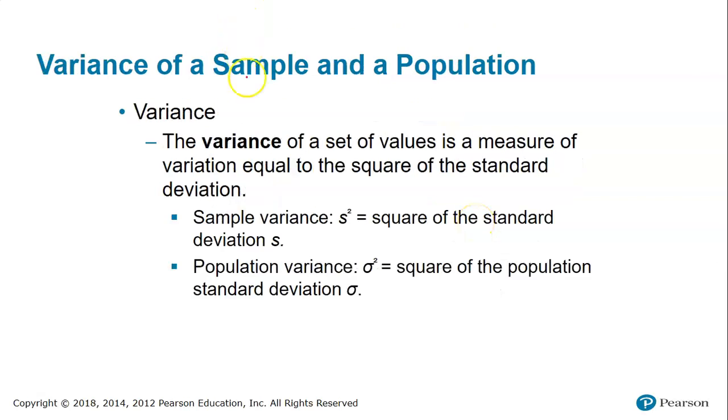All right, variance. We've been talking about standard deviation. Variance follows very quickly from standard deviation. Variance of a set of values is a measure of variation equal to the square of the standard deviation. So if you have the standard deviation, you just need to square it, and then you have the variance. So our sample variance is going to be s squared, and our population variance is going to be sigma squared.